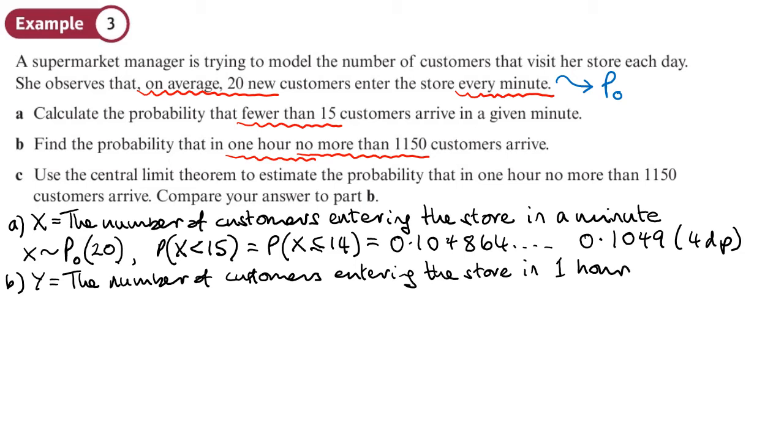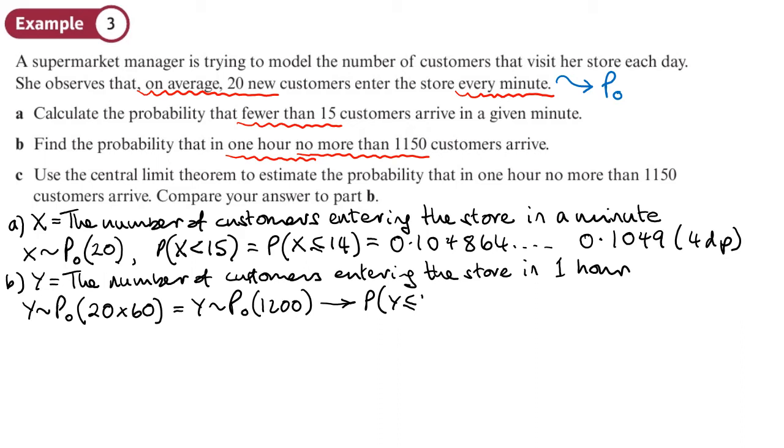So it's not a minute anymore. So Y is going to be the random variable where the rate at which it happens in an hour, so we need to scale this up, so it's going to be 20 times 60, since there's 60 minutes in an hour. So this is going to be a Poisson with a mean of 1,200, and we want to find the probability that no more than 1,150. So this is going to be less than or equal to.